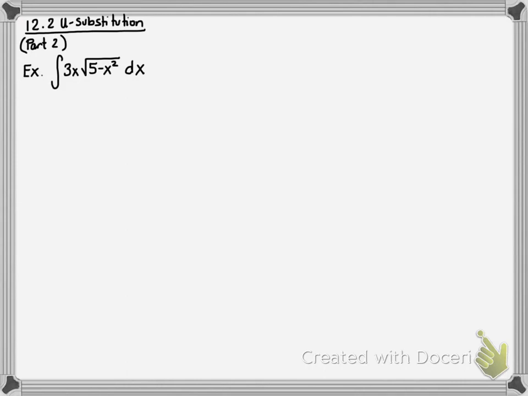Right away what I notice is that I have something fancy underneath a square root, or being hugged by a power. So maybe the first thing that I'll do is rewrite that square root so that I have the integral of 3x times 5 minus x squared raised to the 1/2. Instead of a square root, I have a power of 1/2, dx.